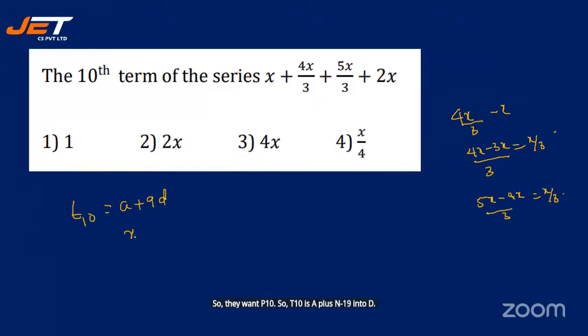So what is A? x, plus 9 into what is D here? It is x by 3, isn't it? Because 4x by 3 minus x, so 4x minus 3x is x by 3, right? So now 9 threes are 3. So you will get x plus 3x, which is 4x. So your answer must be 4x.